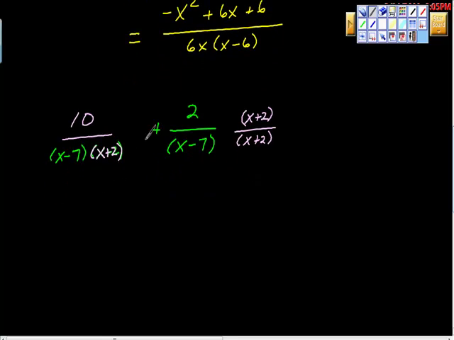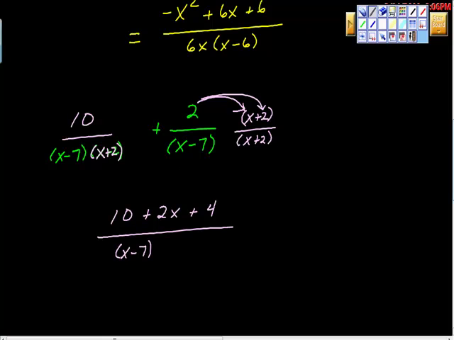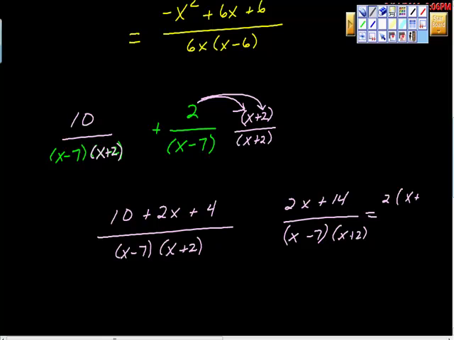And then I'm going to do this, right? 10, that's this 10, plus, that's this plus sign here. Then I'm going to distribute here. 2 times x is 2x, 2 times 2 is 4, so plus 2x plus 4, all over, look, we do have common denominators. X minus 7 times x plus 2 is the denominator here, and x minus 7 times x plus 2 is the denominator here. If you want, you can go ahead and FOIL them back out to get a polynomial, it doesn't matter. When I add this, 10 plus 4 is 14. So we get 2x plus 14 over x minus 7 times x plus 2. More work to simplify: 2 times x plus 7 over x minus 7 times x plus 2.